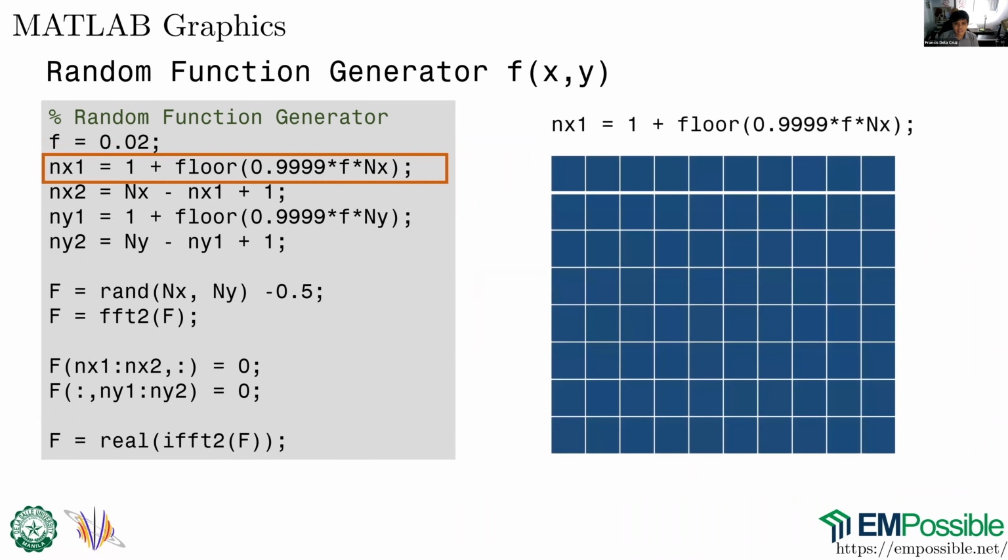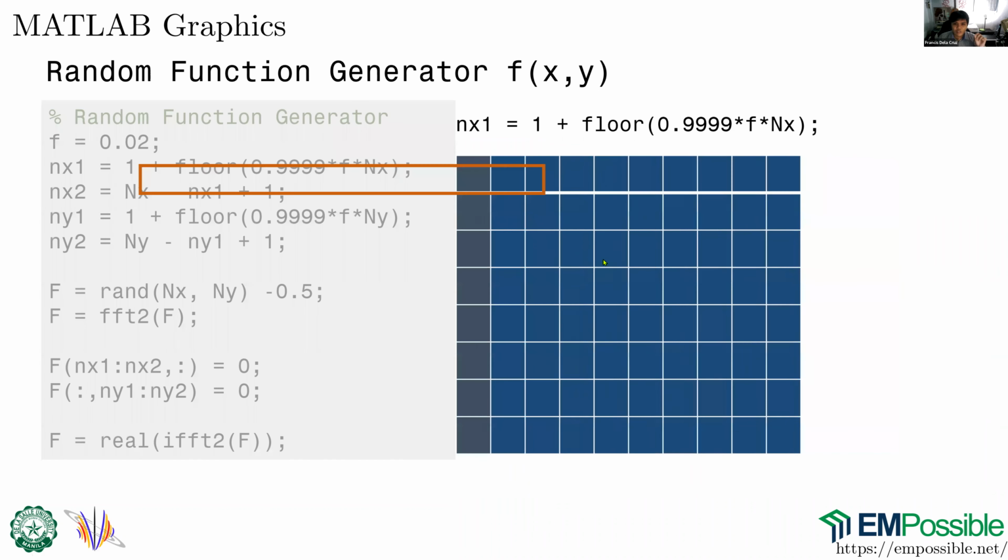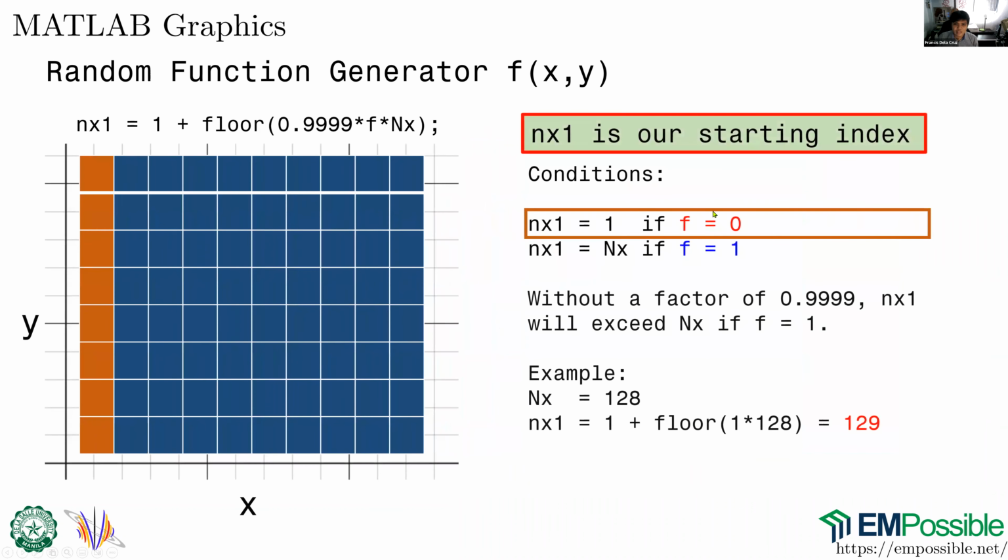Next is this one, NX1. What do you mean by NX1, and what do you mean by this code? First, NX1 is our starting index. This is where we start counting in the entire grid. NX1 is 1 if your F equals 0. So if this F is 0, then you only have 1.